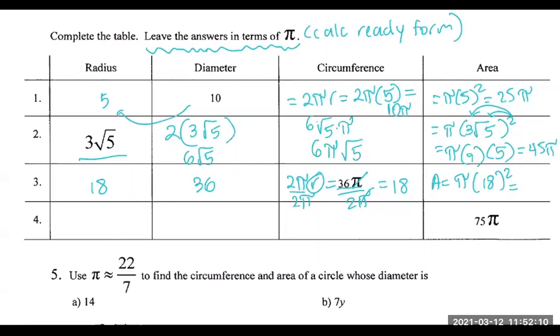Okay, it looks like we have 324 pi. That is the correct answer. You squared the 18, 324 pi. And sorry, I had to squeeze the pi in at the bottom.